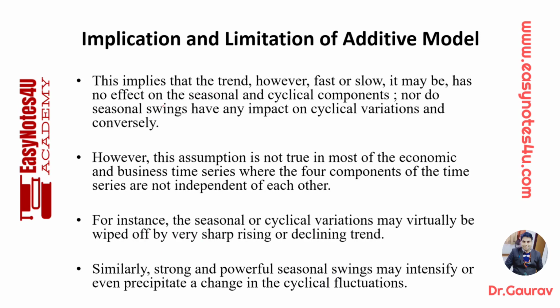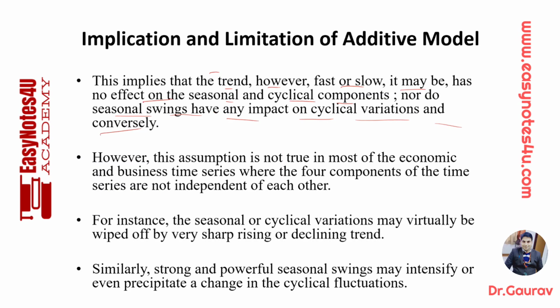Then what are the implication and limitation of the additive model? This implies that the trend, however fast or slow it may be, has no effect on the seasonal and cyclical components, nor do seasonal swings have any impact on the cyclical variation, and conversely. So all the components are independent. They do not impact the other variations. Whether the trend is fast or slow, it has no relationship and no impact on the seasonal and the cyclical, or on the seasonal swings.